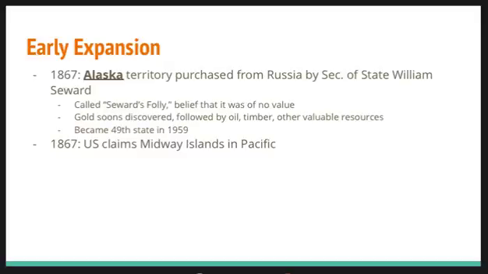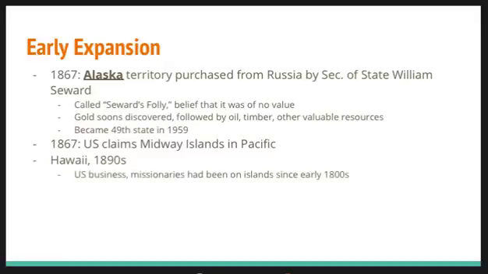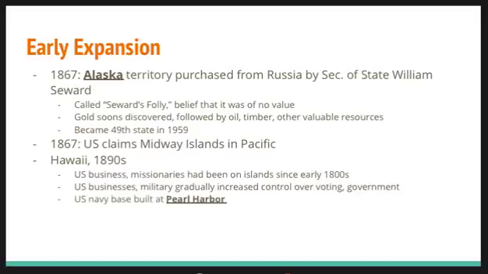Same year, the United States claimed the Midway Islands in the Pacific Ocean. They were the so-called midway point between the United States and Asia. Then Hawaii in the 1890s, well, it actually used to be an independent kingdom, but United States businesses and missionaries had been on the islands since the early 1800s. They could do a lot of business in fruit and in sugar. And these U.S. businesses and the military gradually increased their control over local voting and the government. And eventually a U.S. Navy base was built at Pearl Harbor.